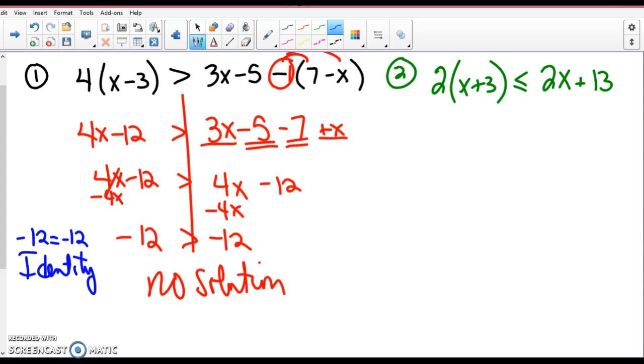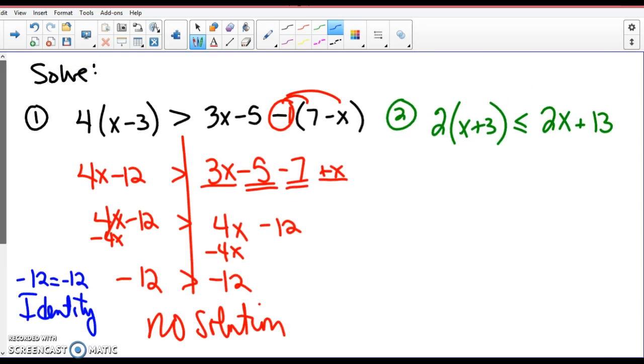Again, this is just like solving equations, except it has a greater than or a less than, and if you multiply or divide by a negative, you need to switch the inequality. All right, write the green one down.